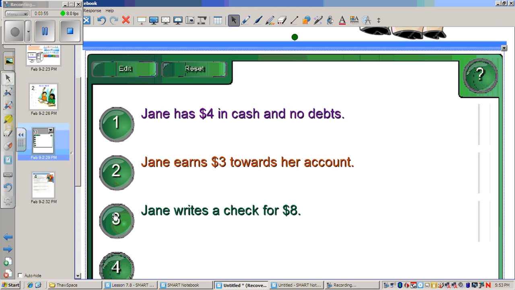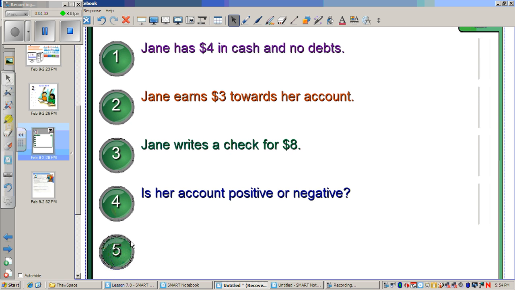Number 3, Jane writes a check for $8. Okay, she's paying somebody now, so she's taking money from her account. What is she at right now? And finally, is her account positive or negative? So if you write down the answer to number 3, then you're also going to write positive or negative. So we knew she started with 4. She earns 3. So what is her account at in number 2? She writes a check for 8, which leaves her account with what? And then is her account positive or negative right now? That's what I want you to think about.